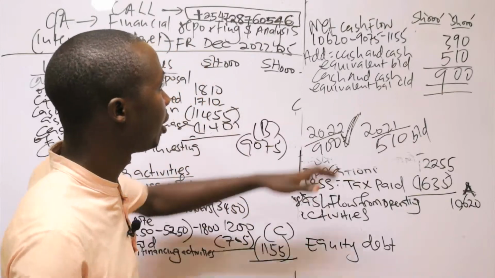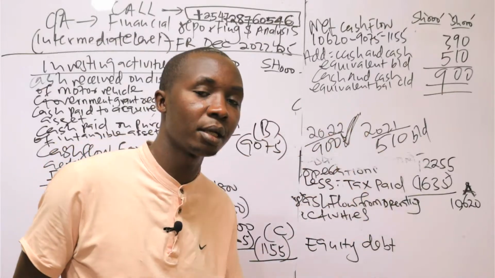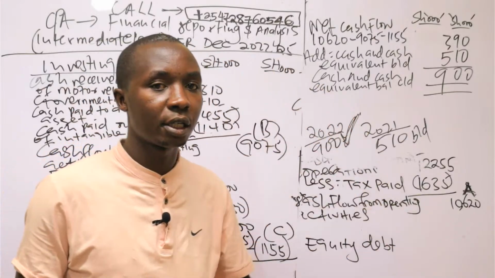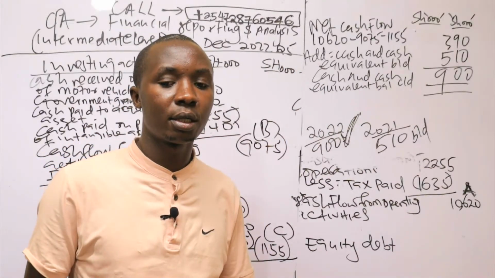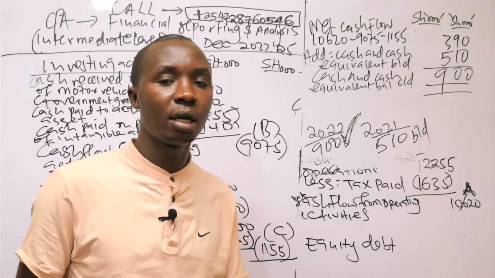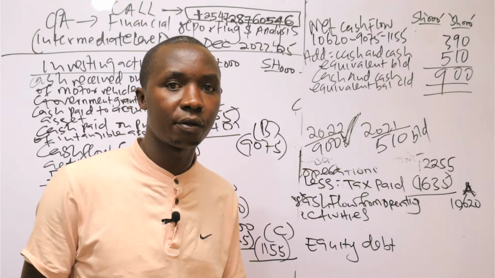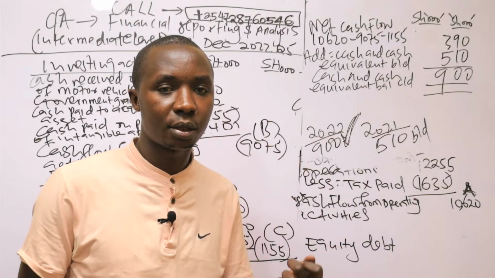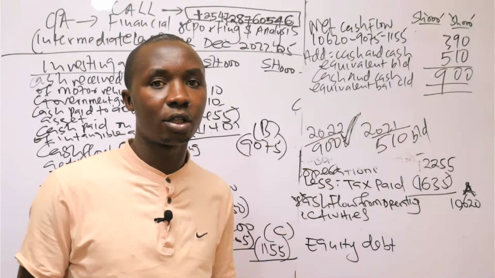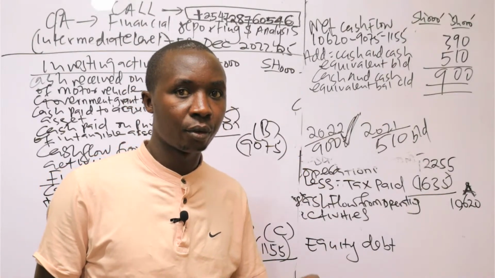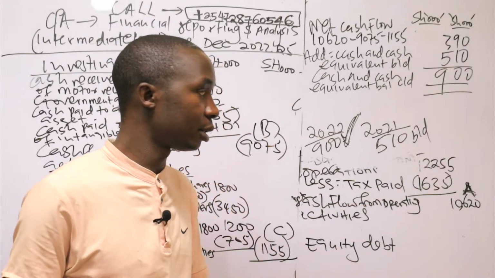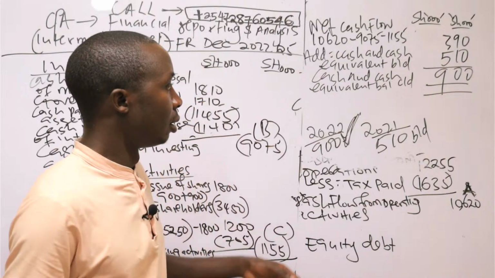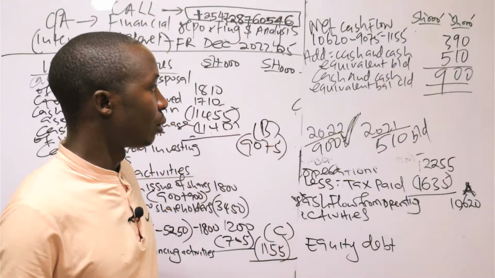Other than being given direct cash and cash equivalent, remember that you can be given the components of cash and cash equivalent, which you sum. Which are these components? Cash in hand, cash at bank, bank overdraft, and short-term investments. An example of a short-term investment is a financial asset at fair value. You sum them, of which overdraft you have to deduct because it's a liability. So that is how you were supposed to do this question.